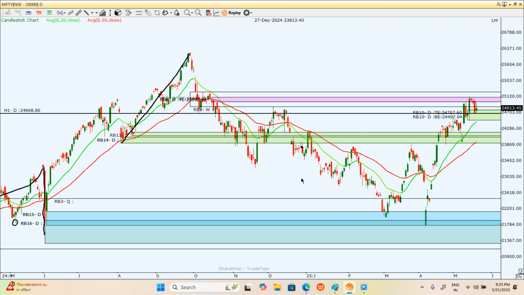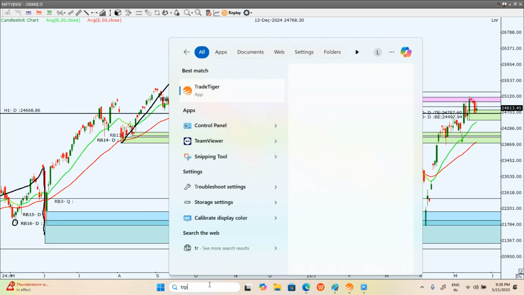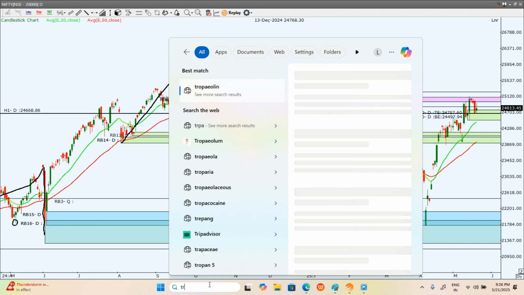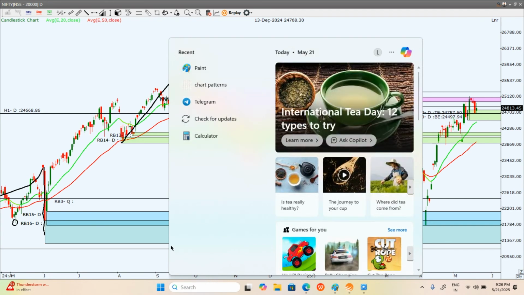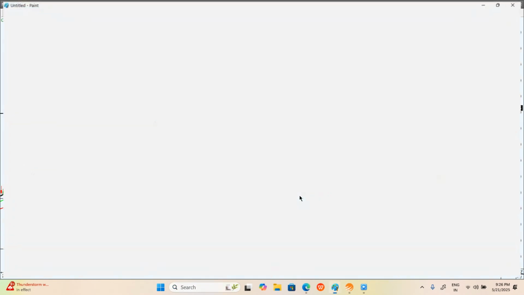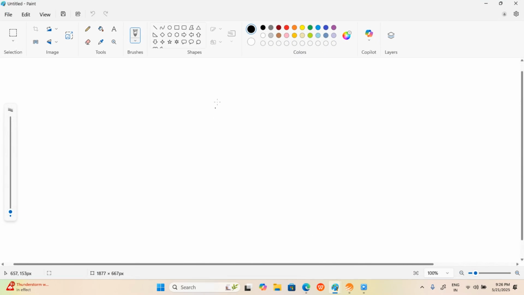Now let's understand what traps are, how institutional investors trap a retailer, and how we can save ourselves from getting trapped. Traps are created basically by institutional investors. There are two types of trap: one is the bull trap and the other is the bear trap. So let's first of all understand the bull and the bear trap.